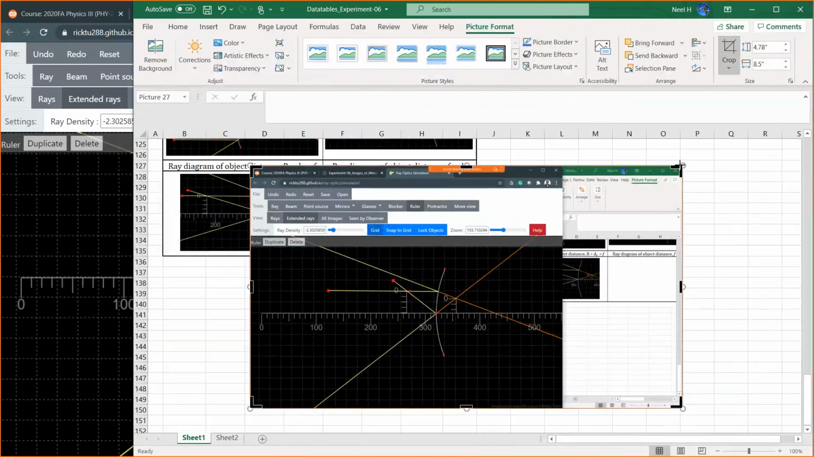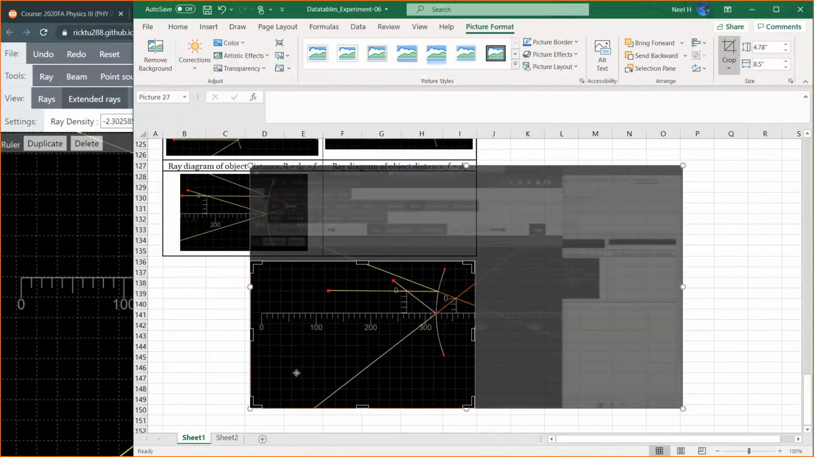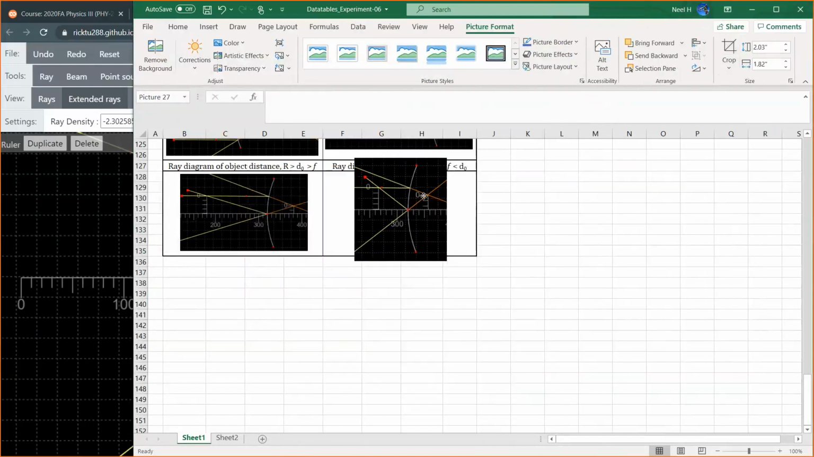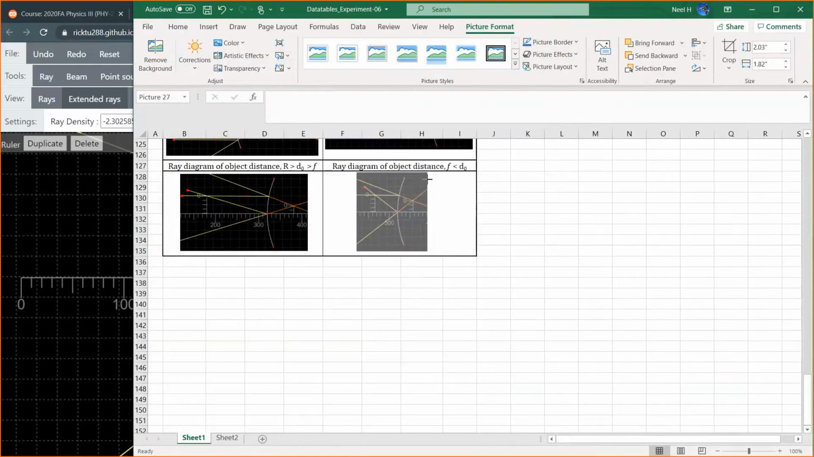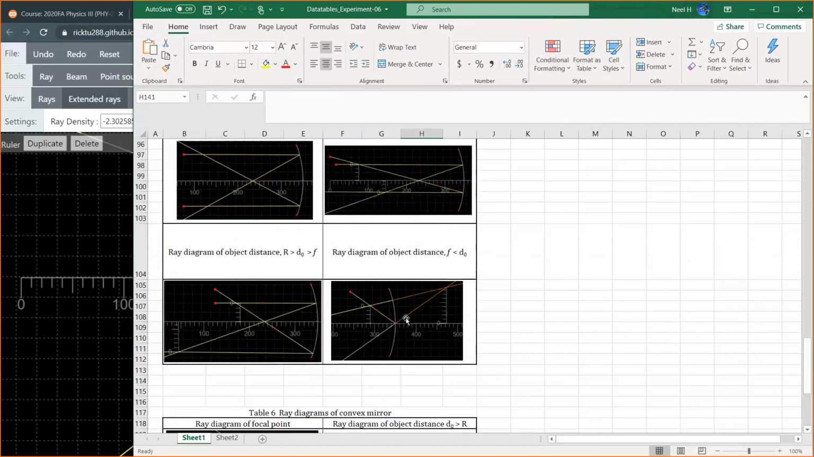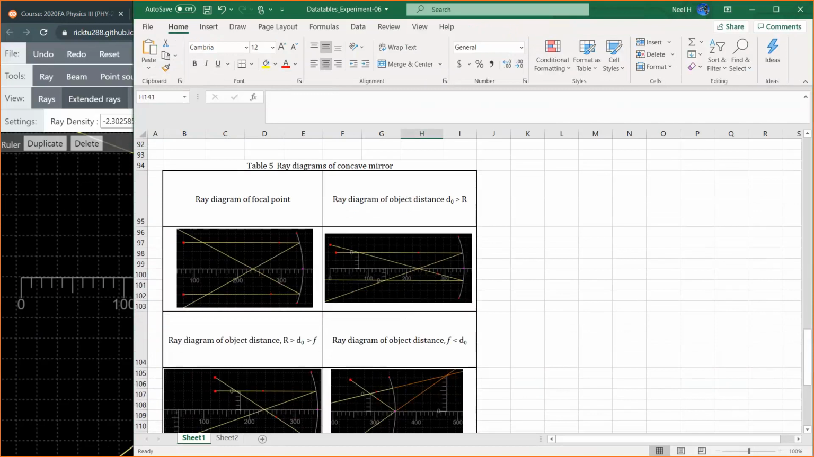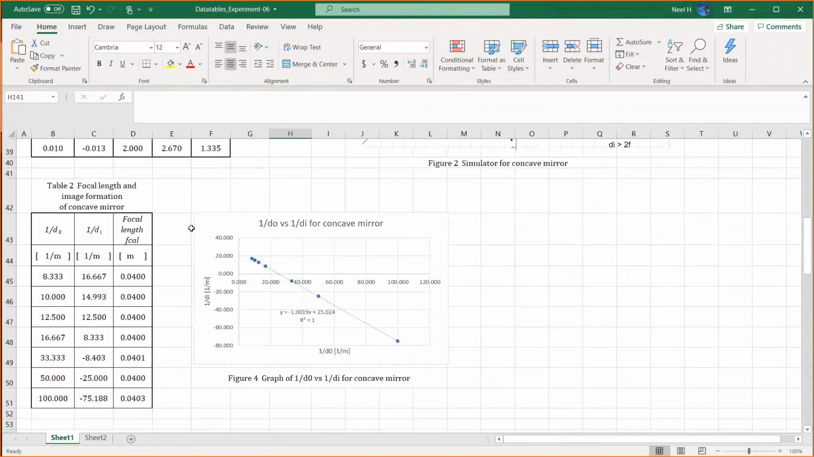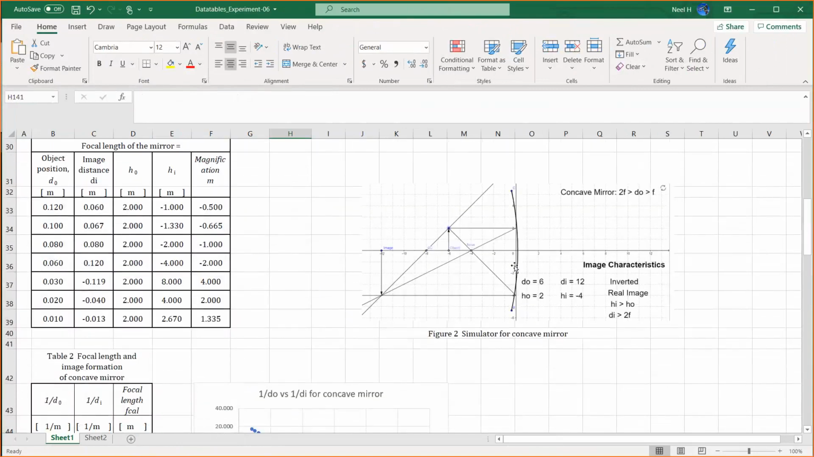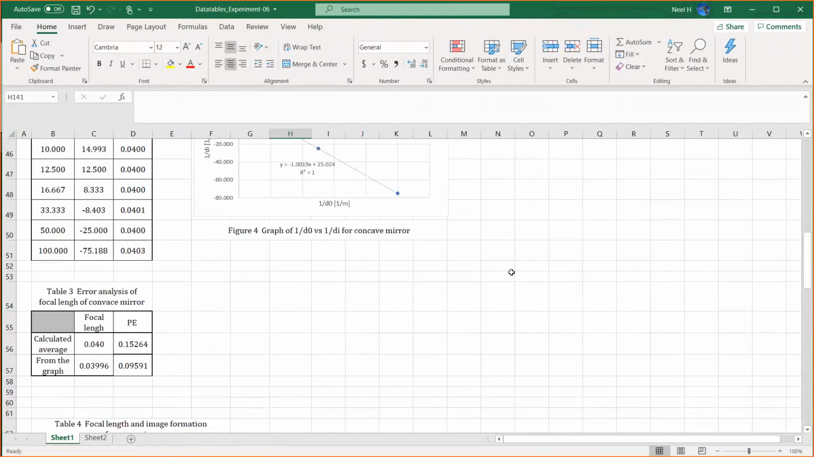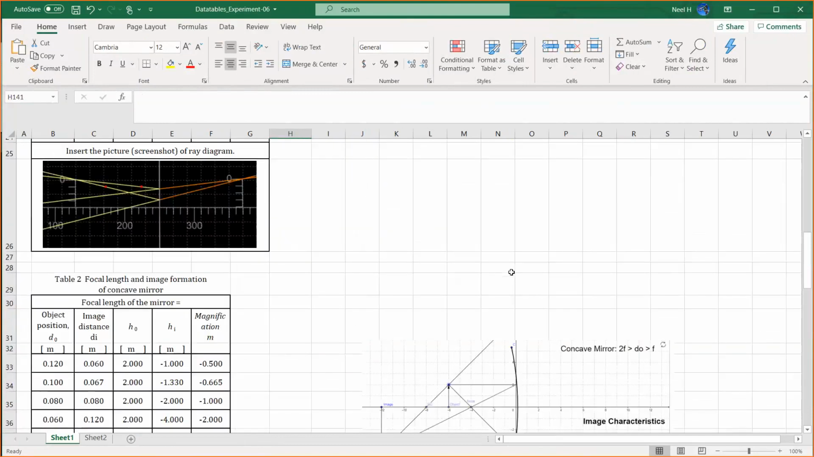Okay, crop out anything unnecessary. Okay, that's the ray diagram we needed. We can make it a little bit small. All right. So we have 4 ray diagrams for the convex, 4 ray diagrams for the concave, and then you should have 2 graphs for concave and convex, and also you should have 3 other simulator pictures. All of those simulator pictures should go into the procedure section. Okay.